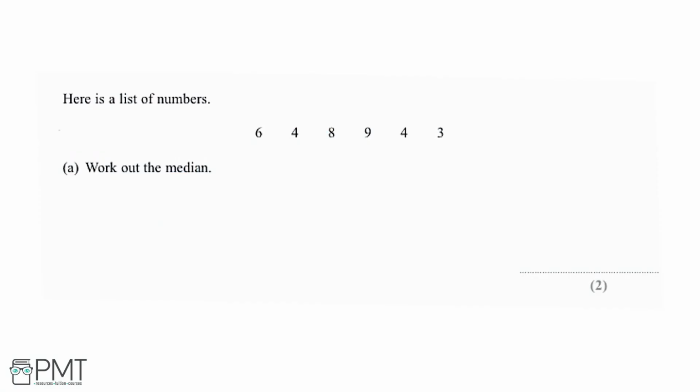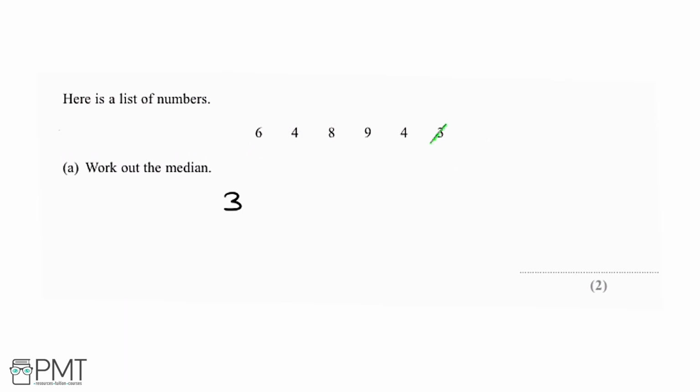Here is a list of numbers. We've got 6, 4, 8, 9, 4 and 3. And in part A we need to work out the median. The median is the middle number when we line them all up in order. So firstly, if we get all these numbers in order, I'm going to look for the smallest one, which is 3. So if I cross that off, we're going to have 3.